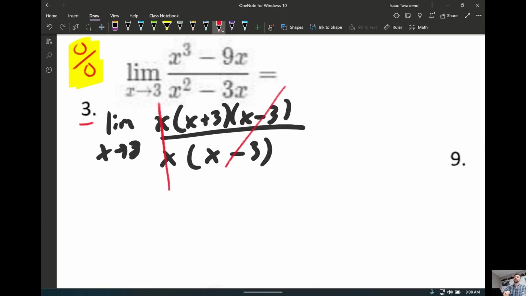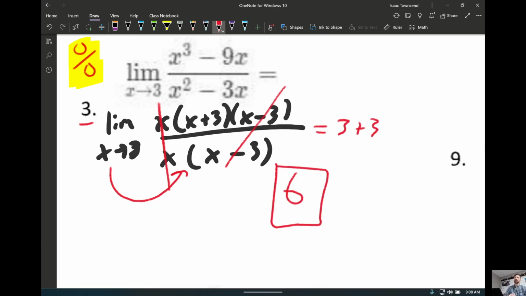So now that it has been completely simplified as much as possible, I do direct substitution for a second time, plug it into what's left over, and as long as I don't get 0 over 0 again, I can assume that that's my answer. So for question 3, the answer should be 6. Anything specific about this one you'd like to ask?